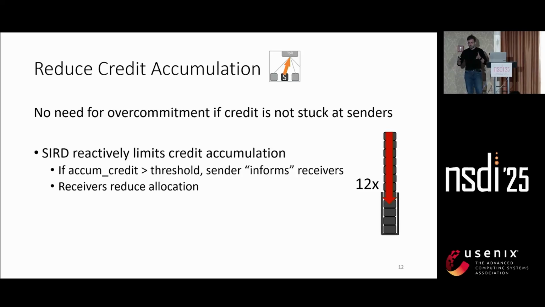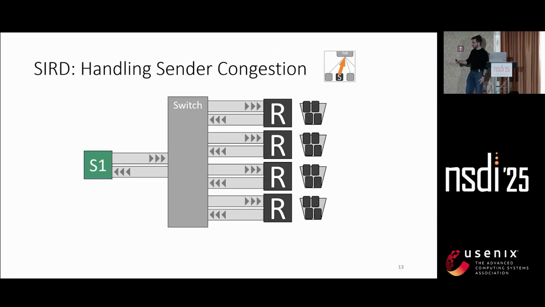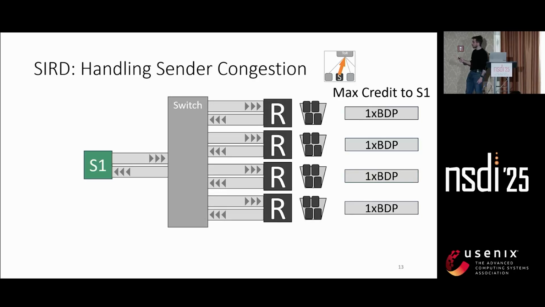And SIRD does something very simple. It reactively limits the amount of credit that's accumulating. Effectively, if a lot of credit accumulates, it pushes it back down. And we do this through a threshold. If more than the threshold accumulates, then the sender will inform the receivers, and the receivers will reduce their allocation to the specific sender.